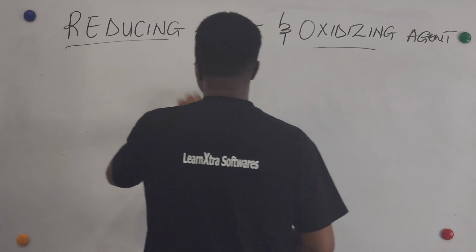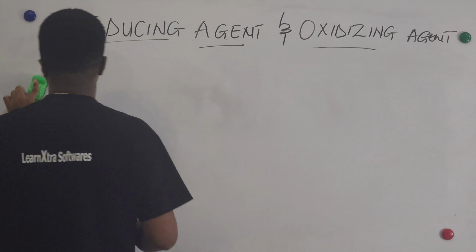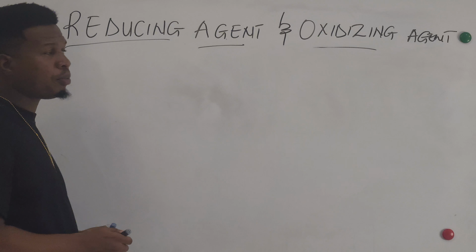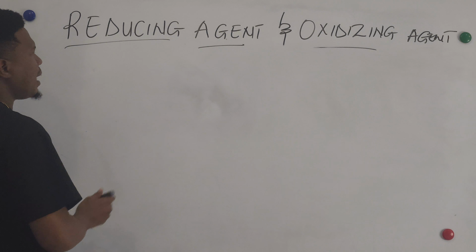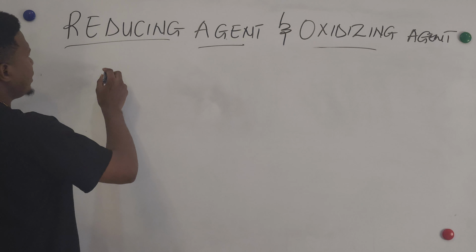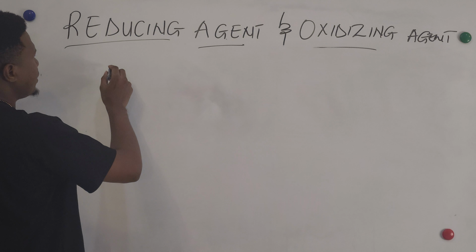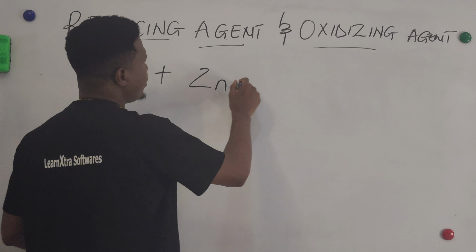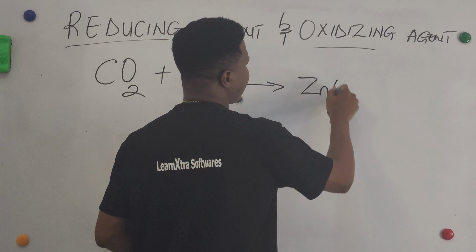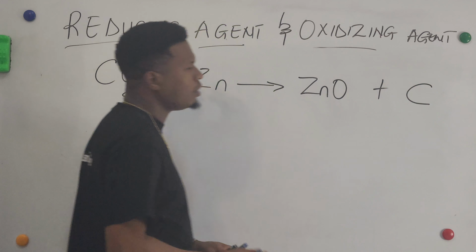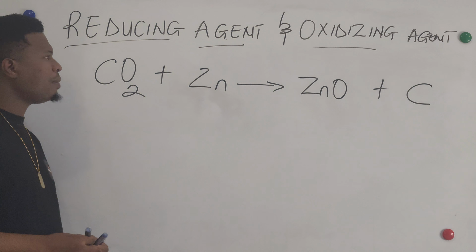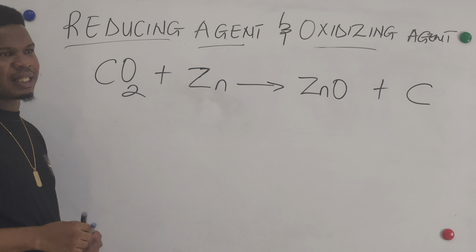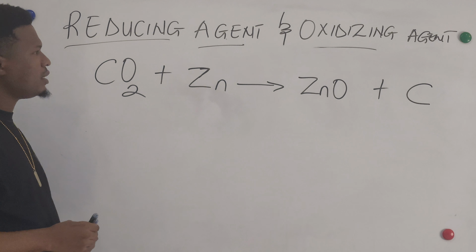Okay? To do that, you have to look at the concept of oxidation and reduction. For example, watch. Let's say we have carbon 4 oxide reacting with zinc to give us zinc oxide plus carbon. Let's look at this reaction. You can be asked which one is the reducing agent and which one is the oxidizing agent. So how do we go about this reaction?